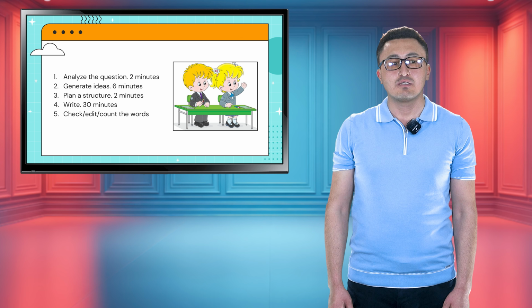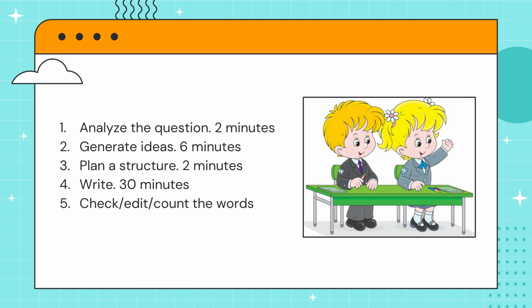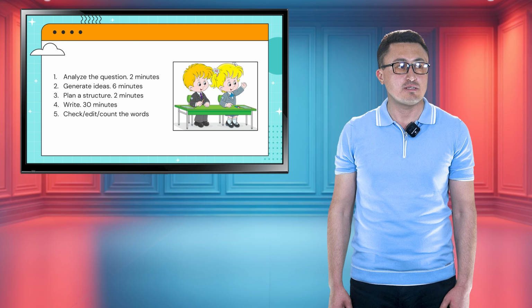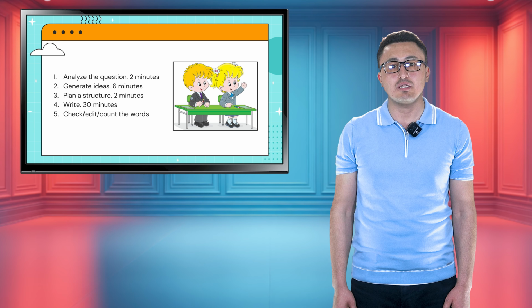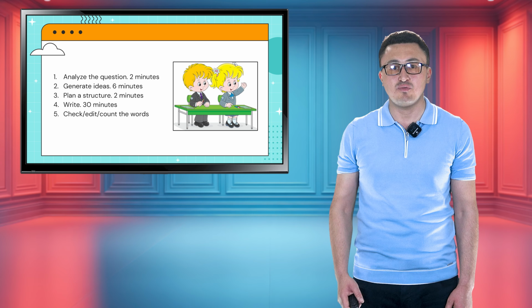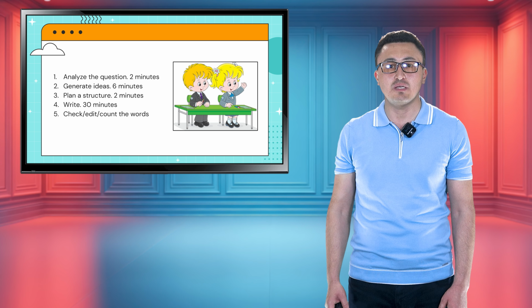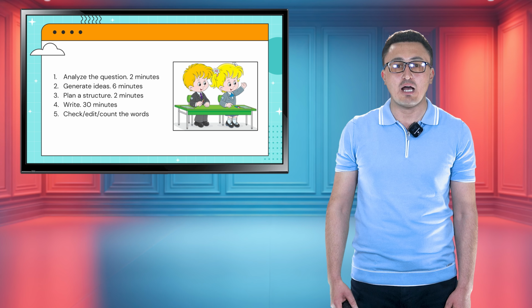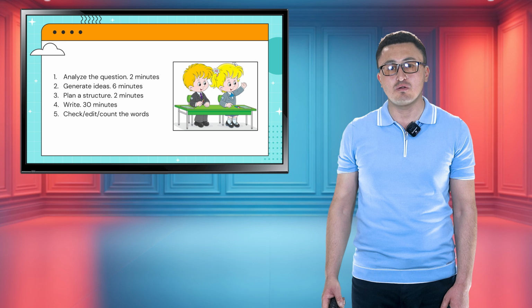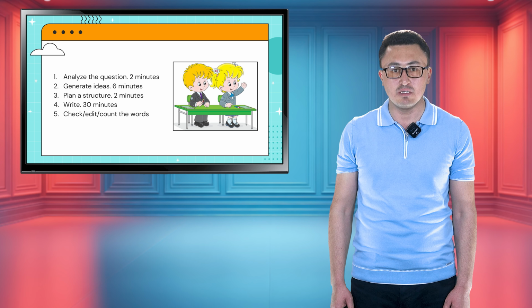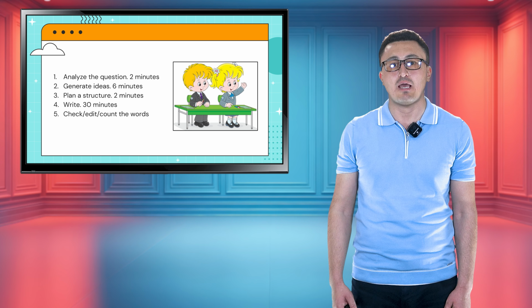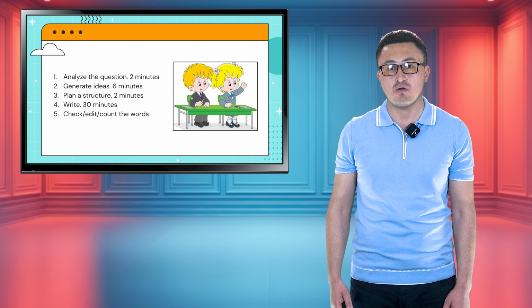Secondly, spend about 6 minutes to brainstorm ideas for 2 body paragraphs. With the help of these pre-writing activities, it would be better for you to write your essay. And the third one is planning a structure. For this activity, you may spend about 2 minutes. After that, you may write your essay in 30 minutes. Finally, check, edit, and count the words of your essay.